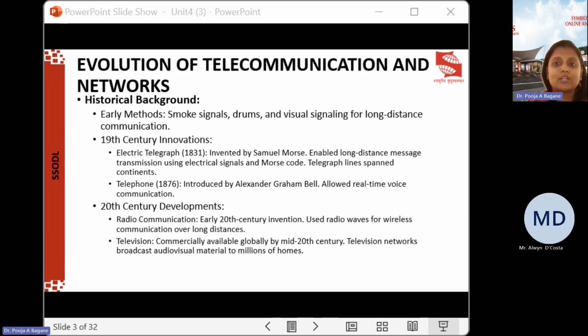Then there is radio communication. Radio communication systems were invented in the early 20th century. This wireless method of communication utilizes radio waves to broadcast information over minutes, to be received thousands of miles away. Television was also in development in the 20th century. Television was first advertised commercially globally in the mid 20th century. These television networks emerged as a new way to transmit audiovisual material to millions of homes around the world at the time.